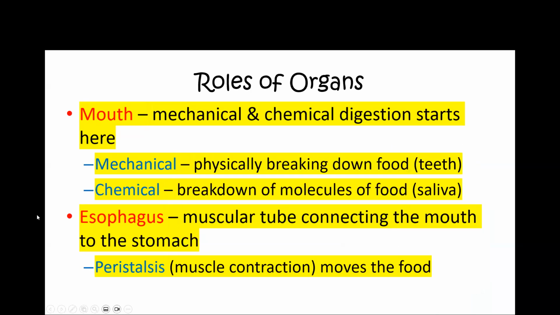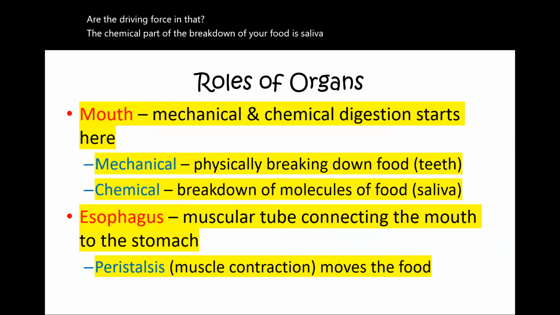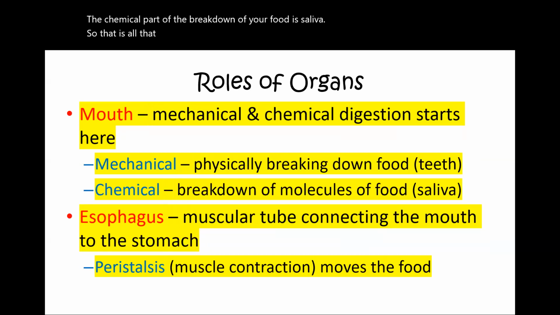So, the roles of organs. The mouth is used to break down food. That's the physical part: the teeth are used to break down food, and your back molars are the driving force in that. The chemical part of the breakdown of your food is saliva, all that gross liquid that you're producing in your mouth. That helps break it down.